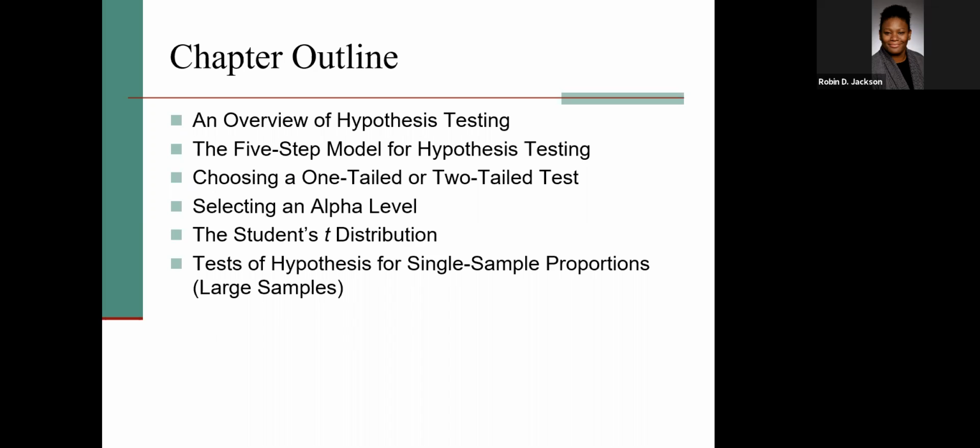The first section that we'll go over, we will do an overview of hypothesis testing, what it is. Then I think at that point I stop, and the 5-step model for hypothesis testing, I think that's its own video. Choosing a one-tailed or two-tailed test is a video. I think the student t distribution may be in there as a video. That's part of where I talk about the one or two-tailed, and then the test of hypothesis for single sample proportions. So like I said, 3, maybe 4.